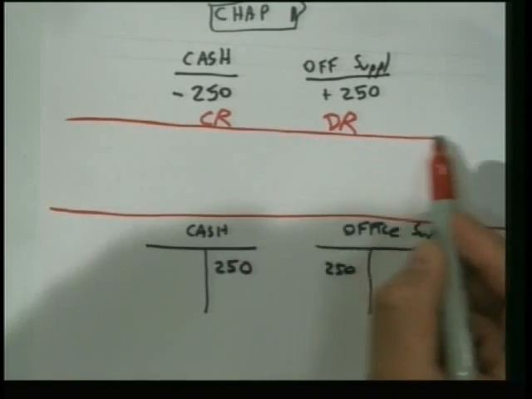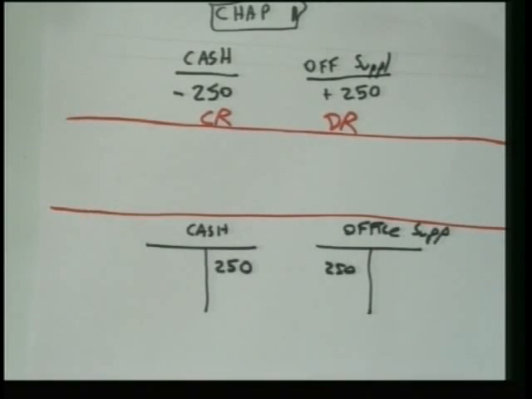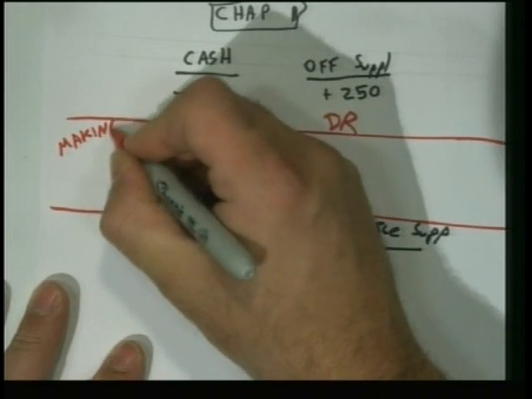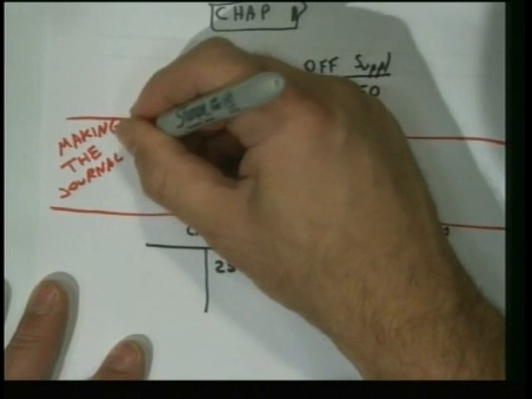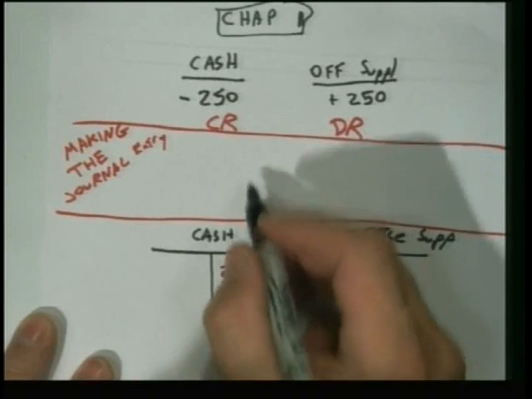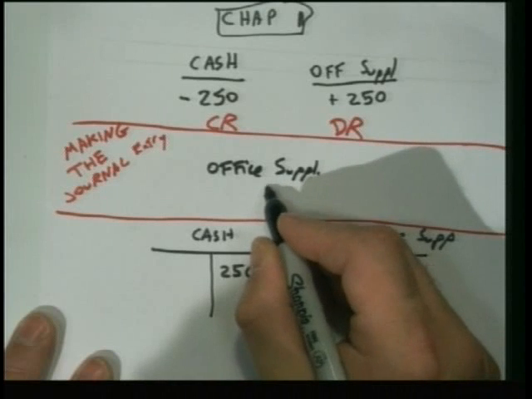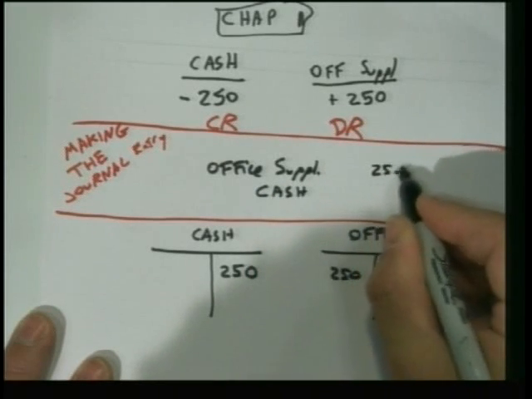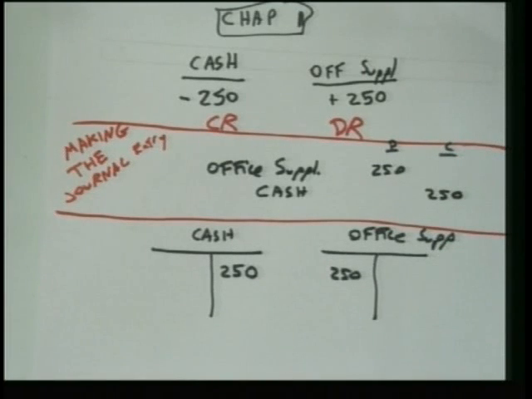Now, I want to actually point out something here that's real important. And let me just draw a little space here. There's actually a step that comes before this step. And what that step is called is making the journal entry. Or sometimes we call it making the JE, making the journal entry. And here's how that looks. And I'm going to write it out and then we'll talk about it, okay? Here's how this transaction's journal entry would look. Okay, that's how that journal entry would look.